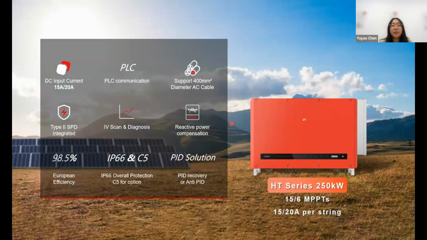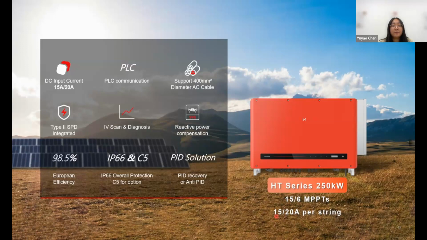Most of the features are like the last one, the UT series. So for the HT series, the maximum power is 250 kilowatts. The power range is from 225 to 250. And then we have 15 or 6 MPPTs. We also have 2 modules to be compatible with the different PV modules.